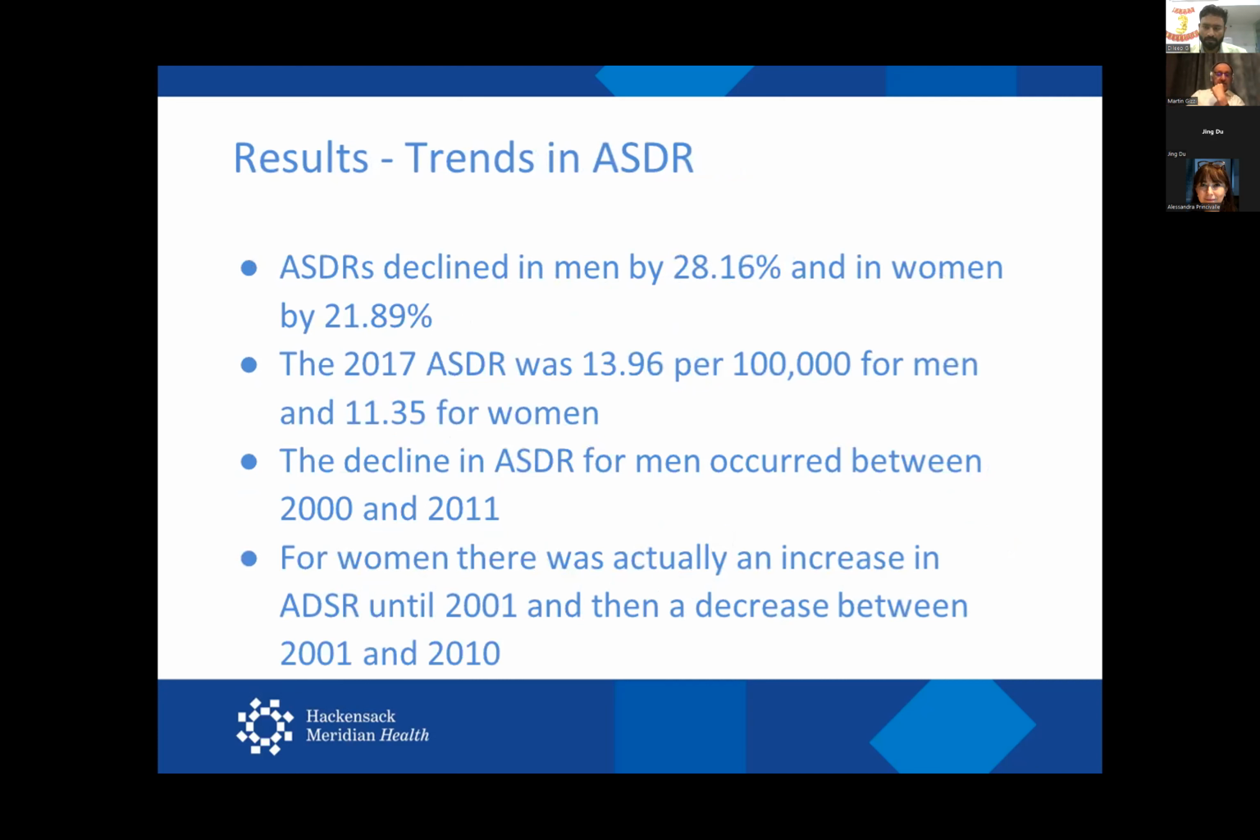The death rates declined as well, by 28% in men and 22% in women. In 2017, it was 14 per 100,000 for men and 11 for women. So again, not surprising, women were less affected by this particular disease. The decline in death rates for men occurred primarily near the end, not all the way to the end. And for women, there was actually an increase initially and then a decrease in the middle period.